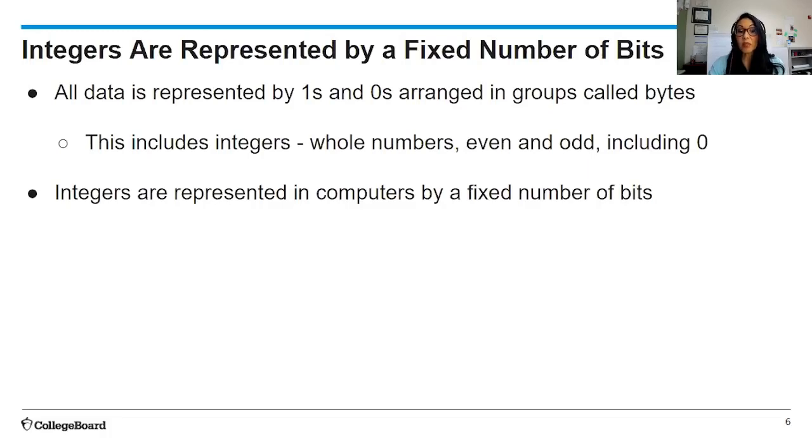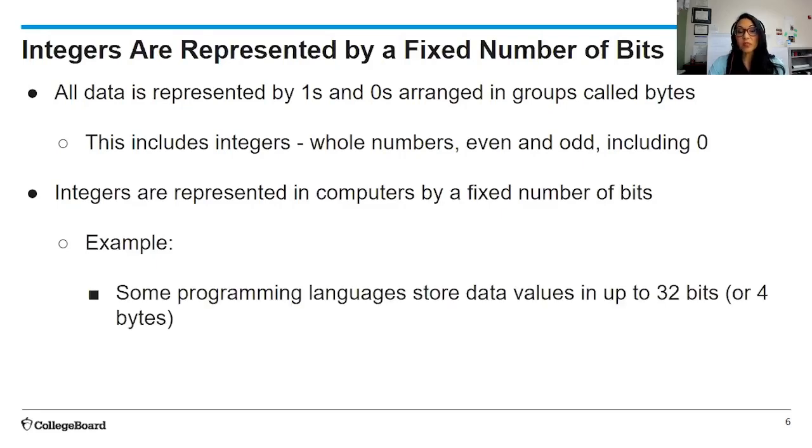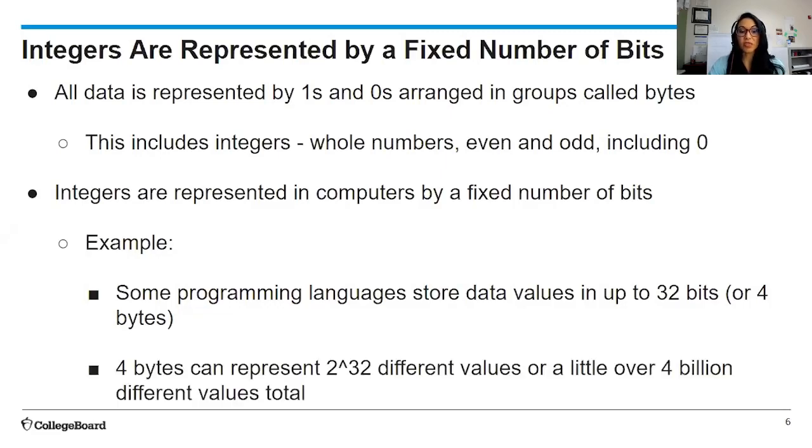And if you end up needing to store more values than you have room for, well, you start getting some errors. For example, some programming languages store values in up to 32 bits, or 32 ones and zeros, which in simple terms is just 4 bytes. Now, 4 bytes allows us to represent a little over 4 billion different values total. This means that once a computer has more than 4 bytes worth of data, again, there are going to end up being some problems.